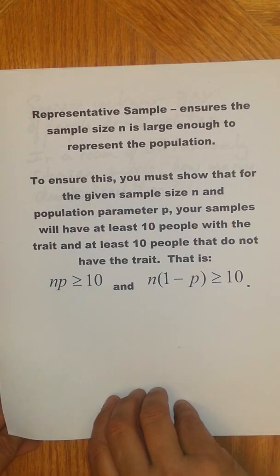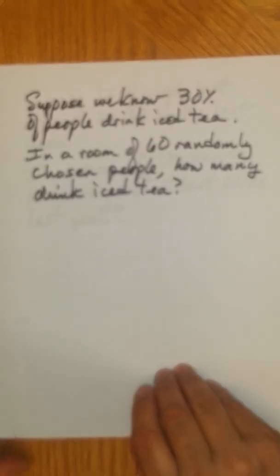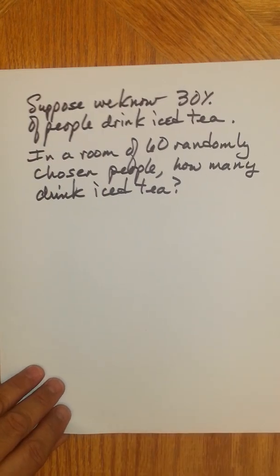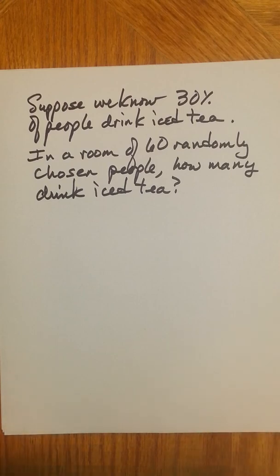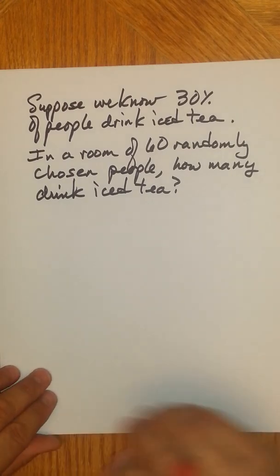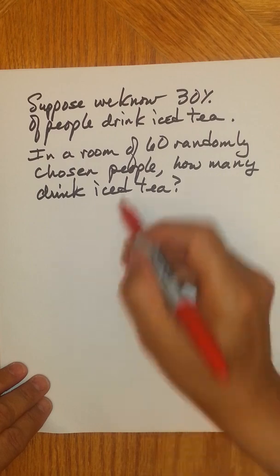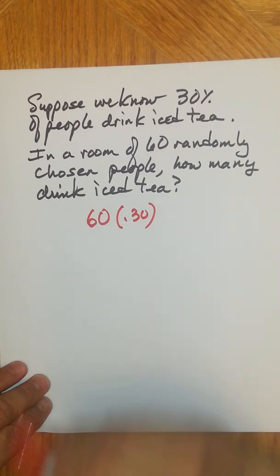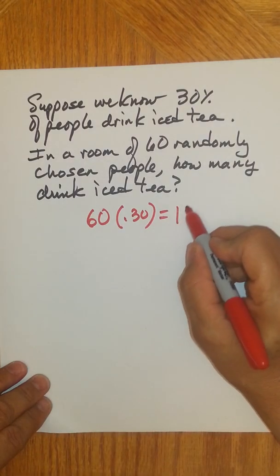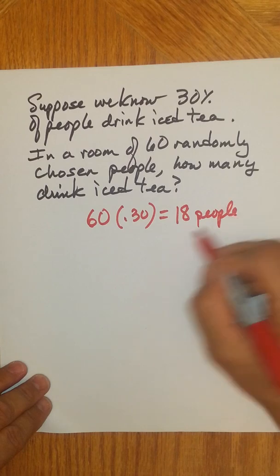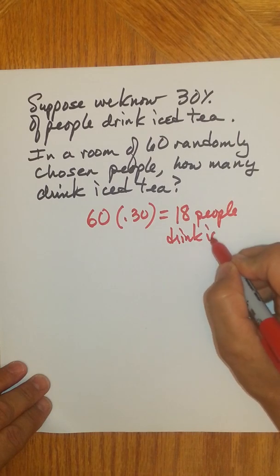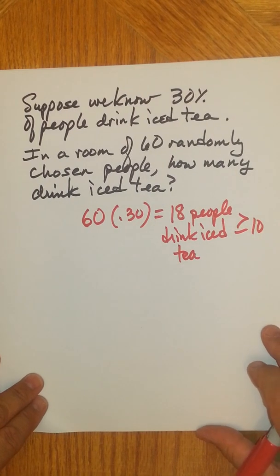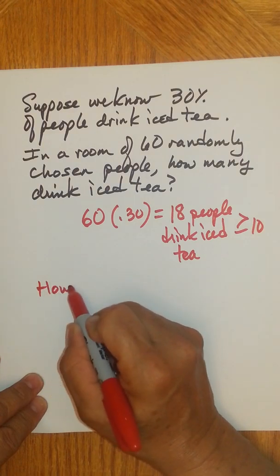So let's take a little look at that. Now, let's take this example. Suppose we know 30% of people drink iced tea, right? And in a room of 60 randomly chosen people, how many people actually drink iced tea? Well, if we take 60 people and say, well, 30% of these 60 drink iced tea, then we should get 18 people who drink iced tea. And that's more than 10. That's all we have to show. So then, how many don't drink iced tea?